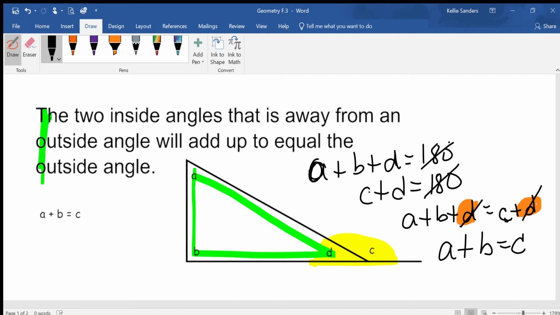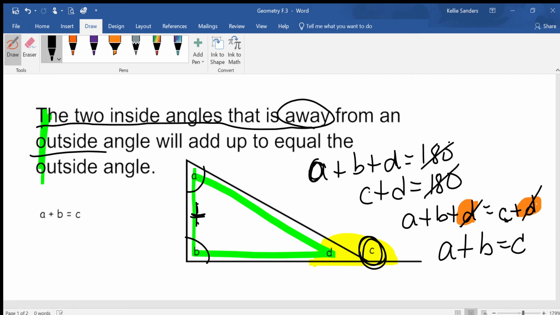Now what's going on? This is A and this is B. If I add these up, I would get this number. So the two inside angles that are away from an outside angle, C is on the outside, and A and B are away from C, it's not touching it like D is, they will add up to equal the outside angle. So A plus B equals C.